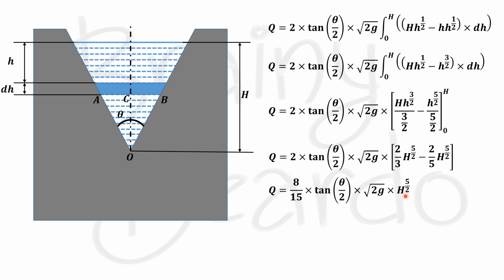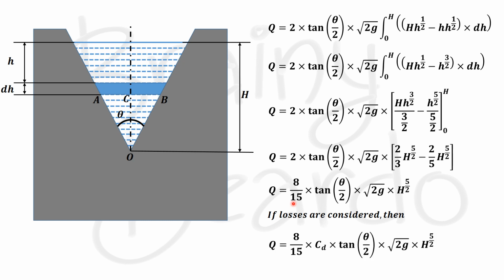Now we have not considered losses yet. So if we consider the losses, then we'll have to multiply it by the coefficient of discharge, Cd. So Q will be equal to 8/15 into Cd into tan(theta/2) into root of 2g into H to the power of 5/2. Now this equation is called the discharge through a triangular notch, considering the losses. So this comes to the end of the derivation.